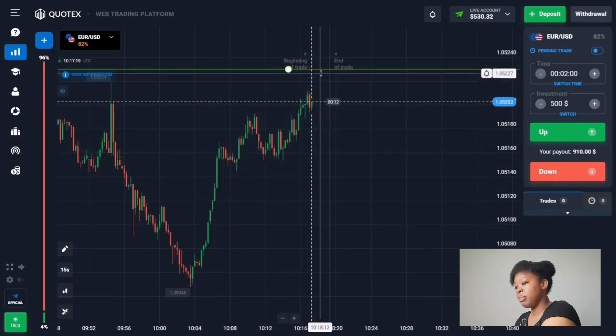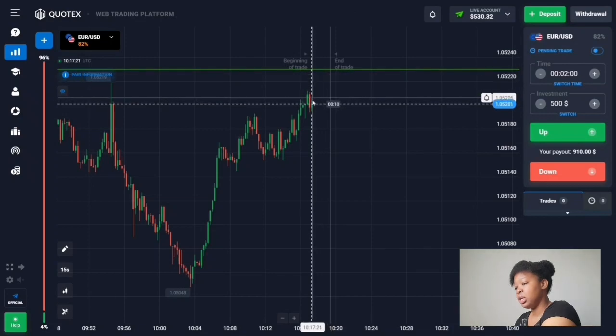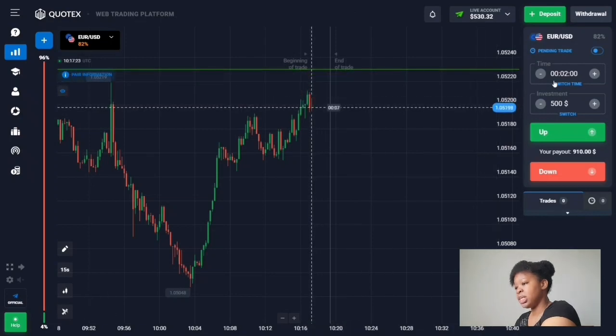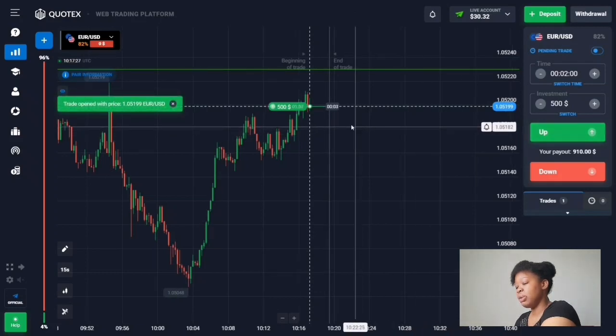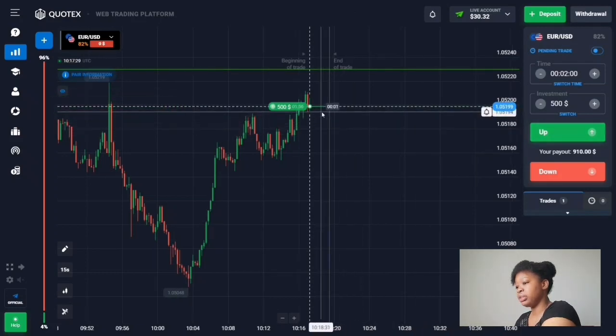So I'm going to enter the market for 2 minutes with an up trade because I think that the price will trend towards this level during this time. So let me wait and see the results of this trade.